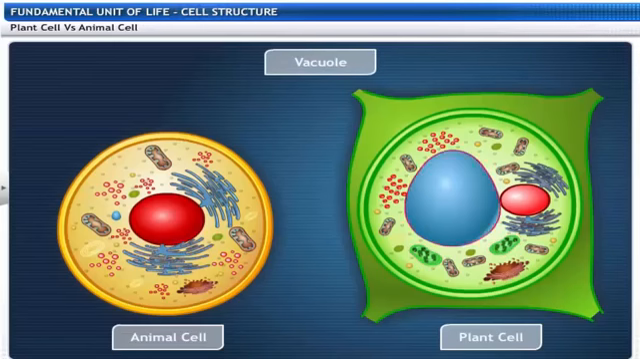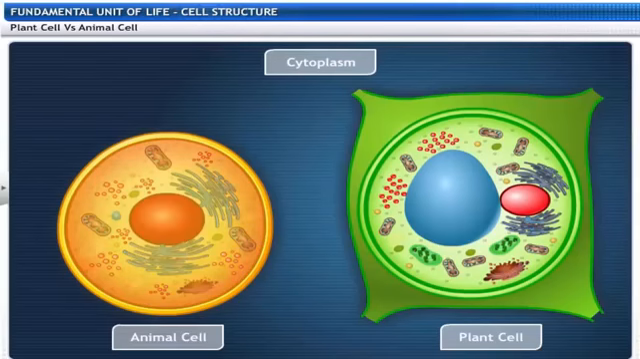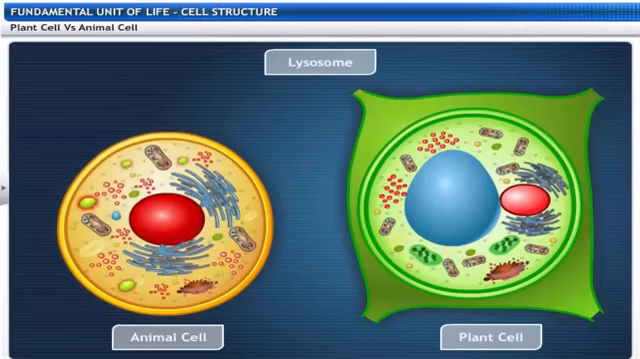Plant cells usually have a large vacuole, while animal cells have small vacuoles if present. The cytoplasm of plant cells is pushed to the periphery by the large vacuole. In animal cells, the cytoplasm is dense and fills the entire cell. Plant cells have fewer or no lysosomes compared to animal cells.